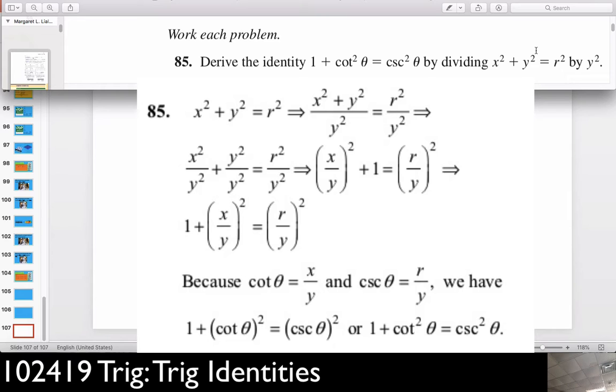That was a rap right there. Huh? That was a rap. Yeah. X squared over y squared plus y squared over y squared equals that. I know. Dang. It's musical. Yeah. That one was pretty straightforward.